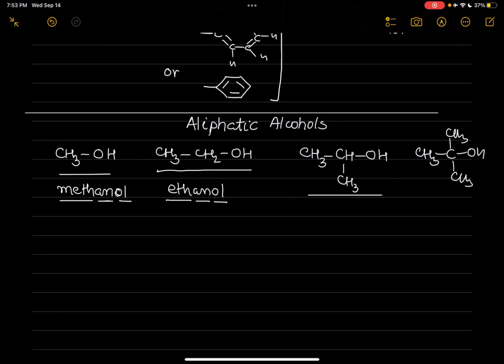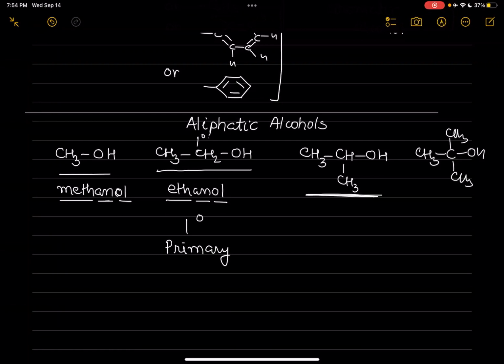And what is the name of this alcohol? Propanol. It is a primary alcohol, or 1 degree. Why primary? Because the OH is connected to a carbon which is connected to only one carbon. That is why it is called primary alcohol. You need to look at this carbon: because it is connected to only one carbon, it is primary.